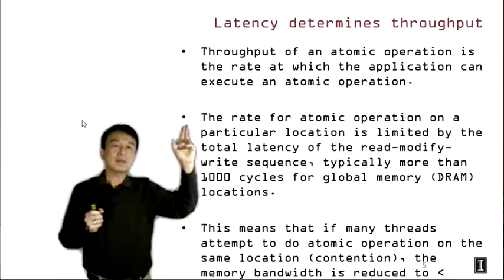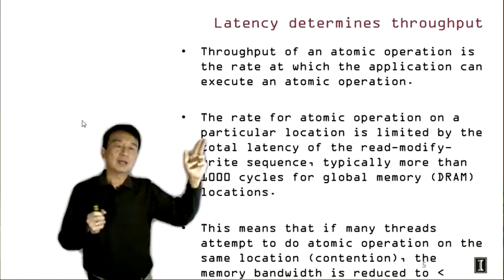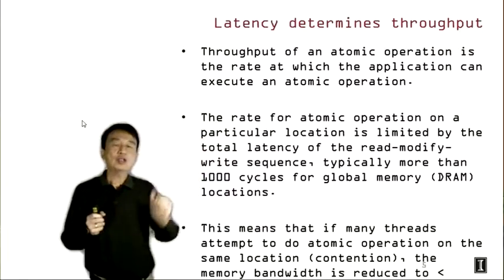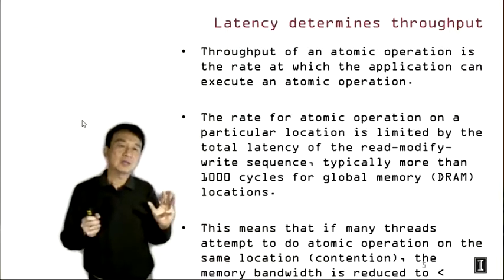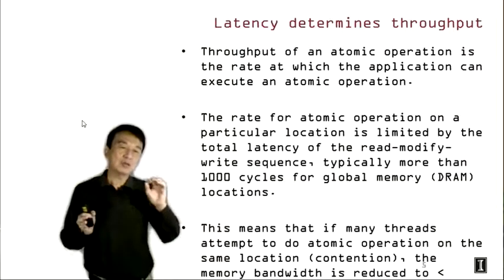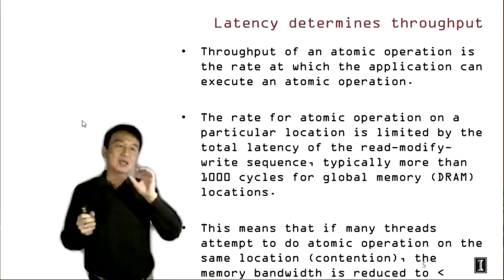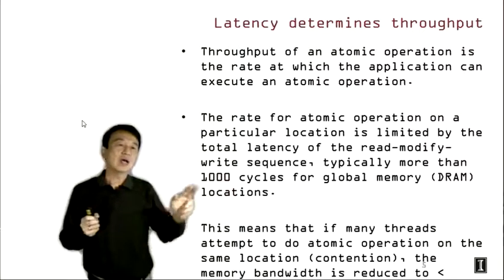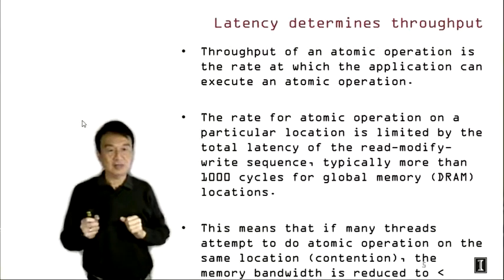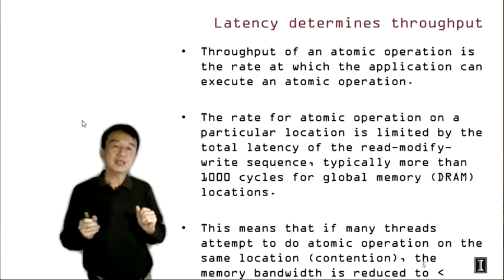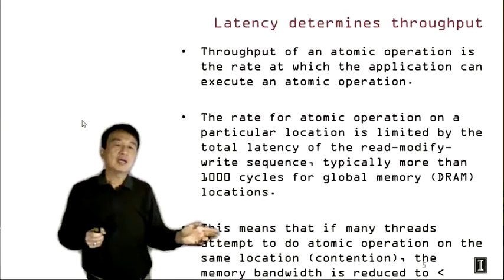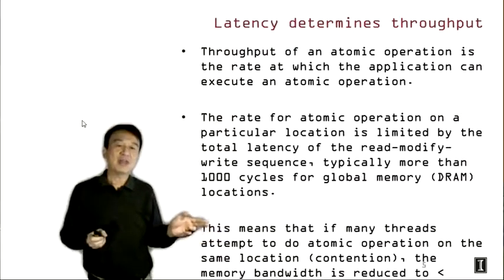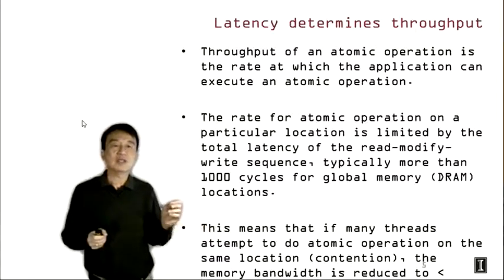So if we look at the practical implication, each memory access has hundreds of clock cycles. So the two memory access latencies of the read-modify-write, the read latency and the write latency together, is oftentimes more than 1,000 clock cycles. So this means that if many threads attempt to do atomic operations on the same memory location, then we could actually reduce the effective memory bandwidth by over 1,000 times. And this is a very, very dangerous situation.